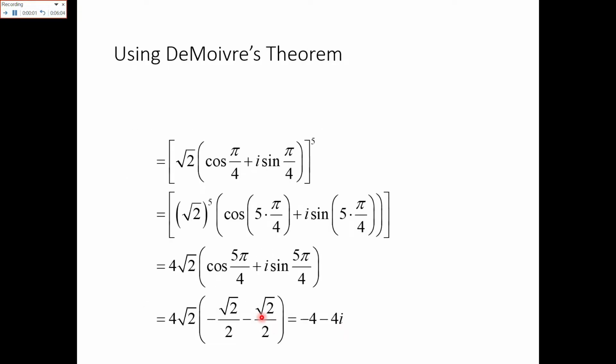Now we are applying de Moivre's theorem. Root 2, which is r, times cos pi by 4 plus iota sin pi by 4, raised to power 5. Now the power goes with r, so 2 raised to power 5 over 2, cos of this power multiplied by this angle, 5 pi by 4, plus iota sin 5 pi by 4. So 4 root 2 times minus root 2 by 2 minus root 2 by 2 iota. So the final answer is minus 4 minus 4 iota.